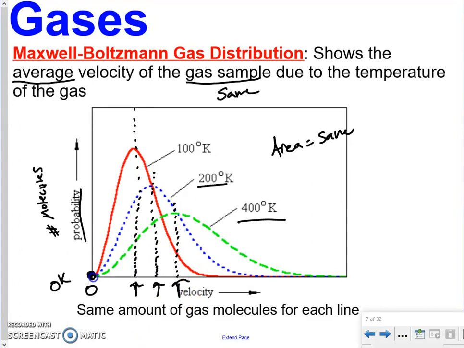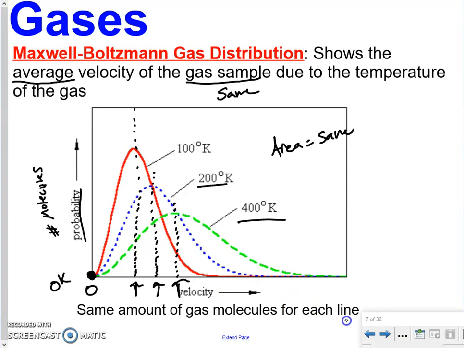Notice our 400 is more spread out, but the average is still at a higher velocity in comparison, and we have a higher difference in velocity, so we have more probability of, or not more probability, we have more distribution of those velocities and kinetic energy, but it's still the average that's important here.